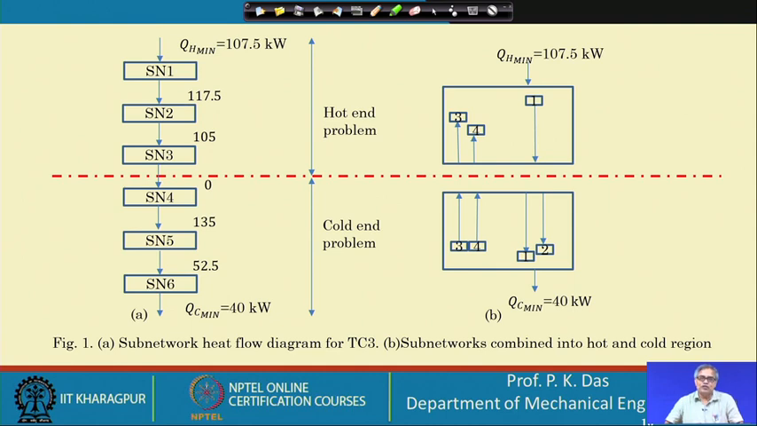We can have an independent solution without bothering what is happening in the cold end. We can have the solution of the hot end, and without bothering what is happening at the hot end, we can have the solution of the cold end. Let us say hot end we are having two solutions, that is possible, we will discuss it, and cold end we are having two solutions. Hot end solutions, let us call them A, B, and cold end solutions, let us call them C and D.